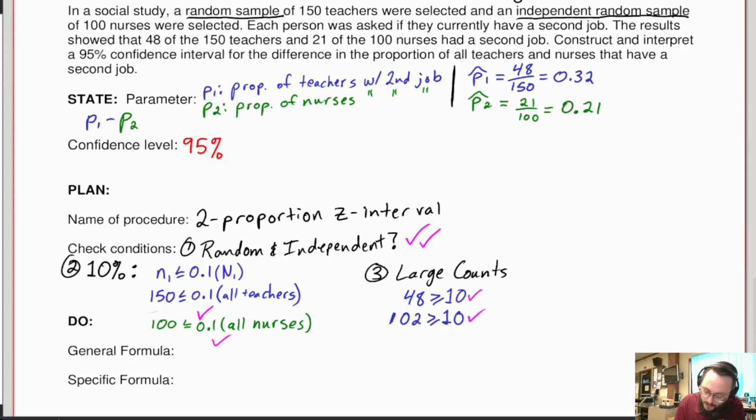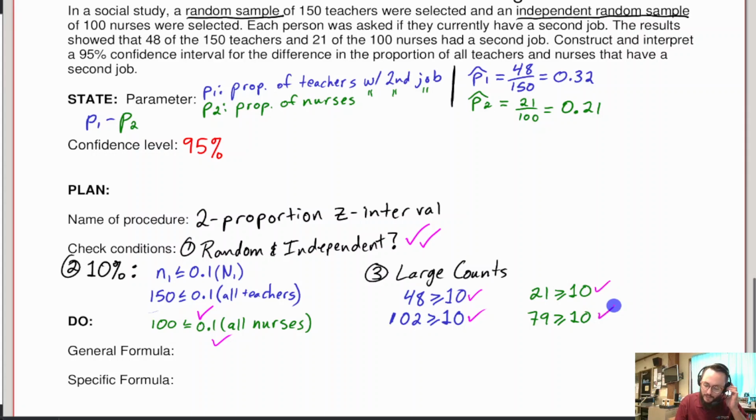Let's check the nurses. We had 21, bigger than 10. So we had 21 of them with a second job, and out of 100, that would mean that there are 79 without a second job. And these are also bigger than 10. So we have met all of our conditions.